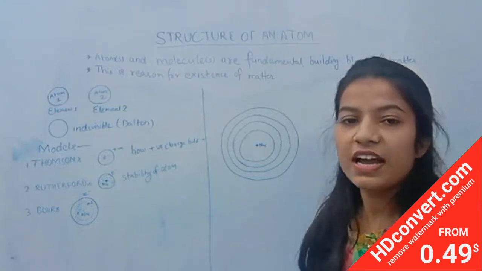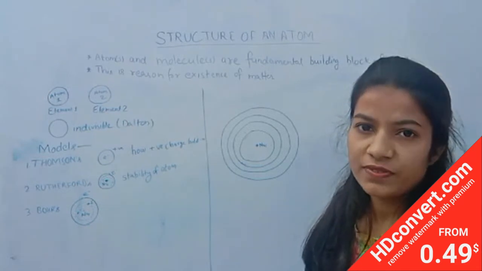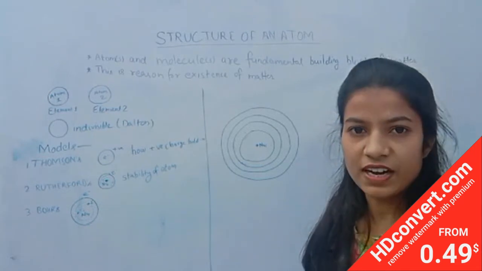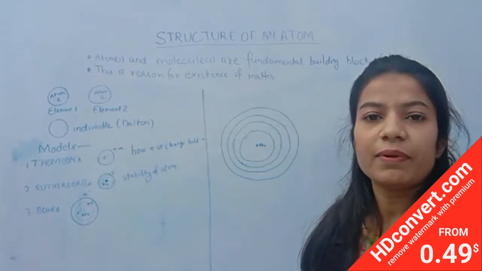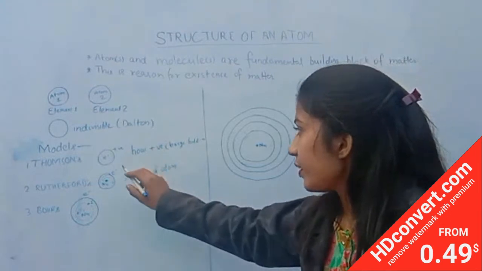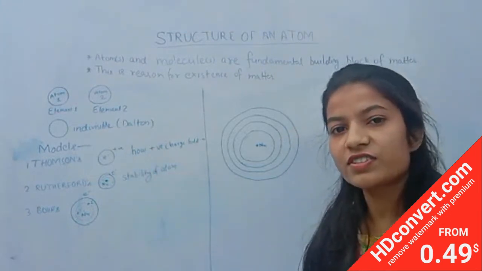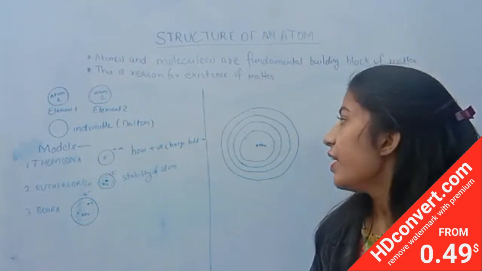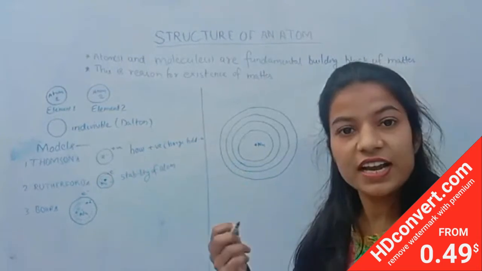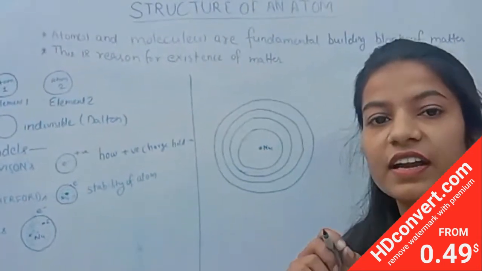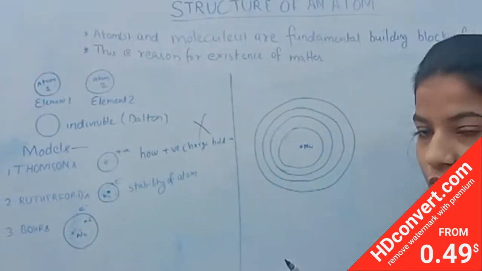Thomson proposed that the atom is a positive charge, and inside that electrons are embedded, right? A positive charge which is an atom, and electrons are embedded into that. Then the question arises: how can a positive charge accommodate a negative charge? Then Thomson's model was over.